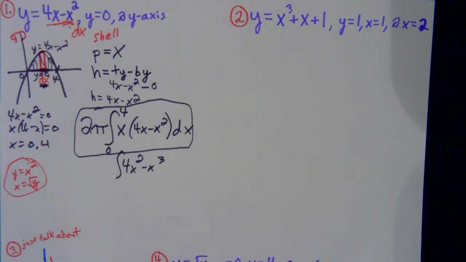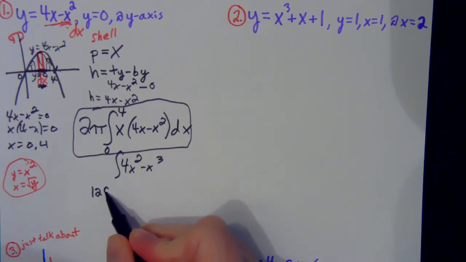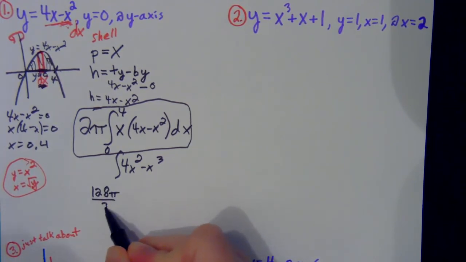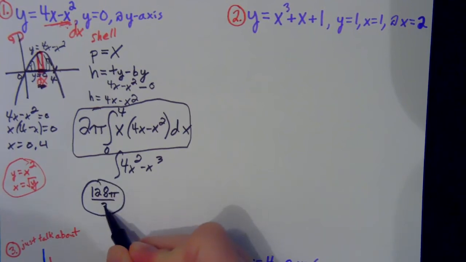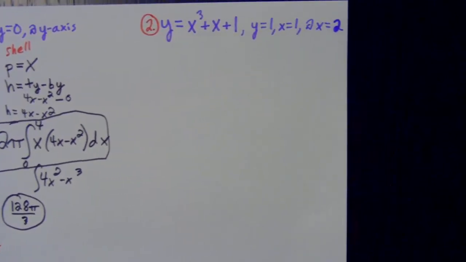I'm not going to work that one out for you, but if you want some extra practice, I will tell you the answer to this one. You do get 128 pi over 3 if you just wanted to work it out and get some extra practice with those. All right, so let's go to the next example.